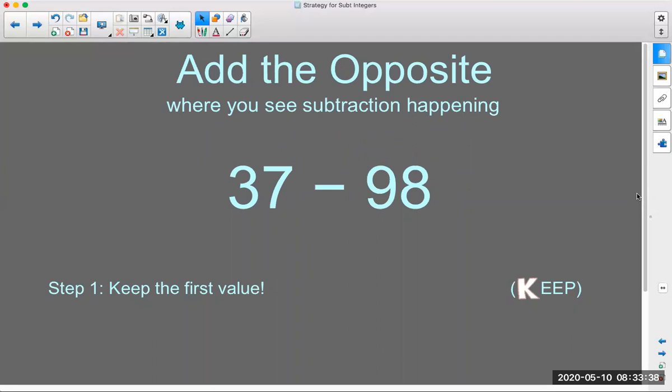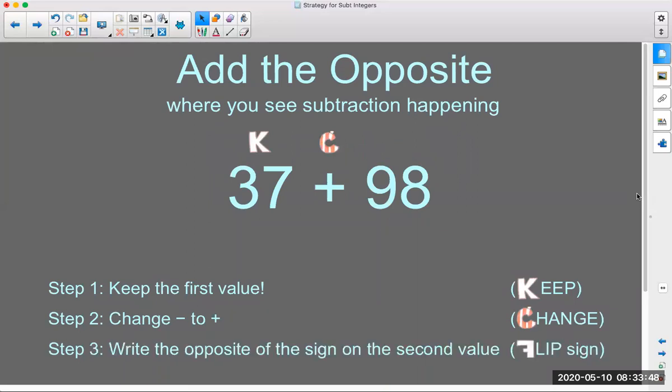37 minus 98. Step 1, you already know. Keep the first value. Good job. Step 2, change subtraction to addition. Nice. Step 3, write the opposite of the sign on the second value. So the second value is positive 98. We're going to flip it. Boom, negative 98. That's what I'm talking about.